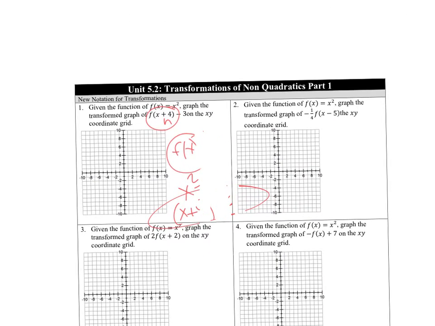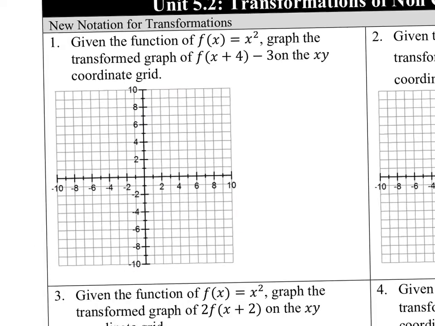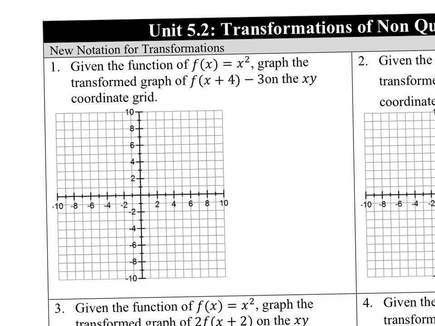So let me go ahead and erase this. And let's look at the plus 4 and the minus 3. So we know that we are just translating this. So this is going to go to the left 4, and this is going to go down 3. Okay? So 3 down, 4 left.